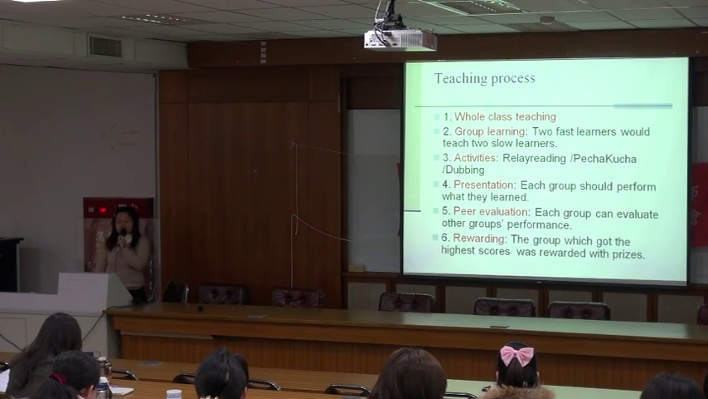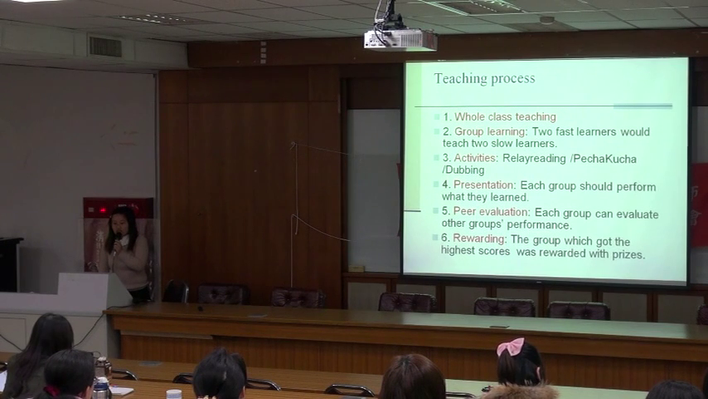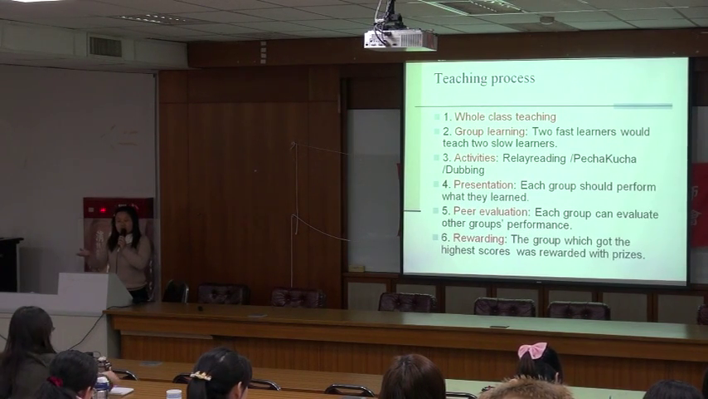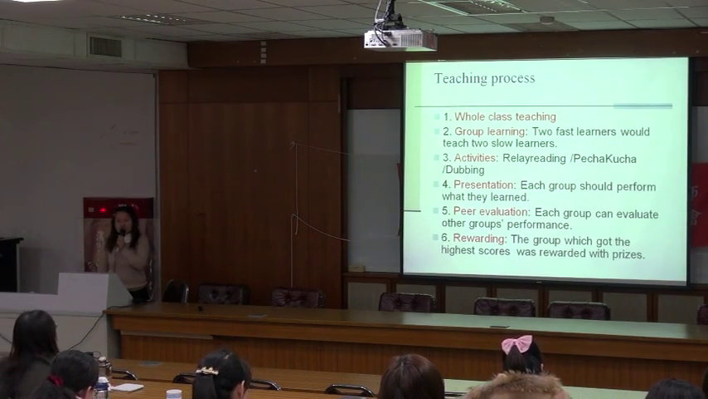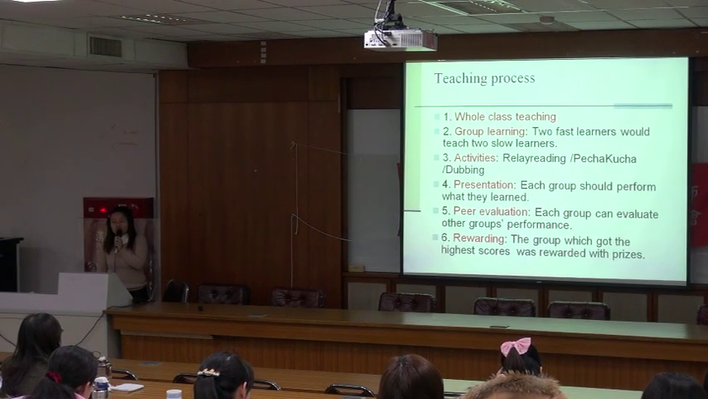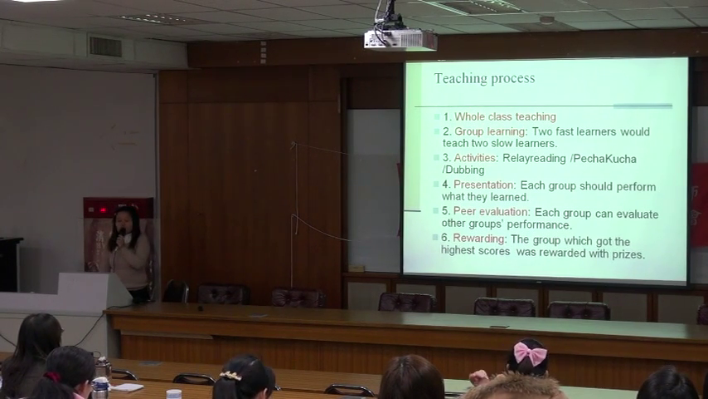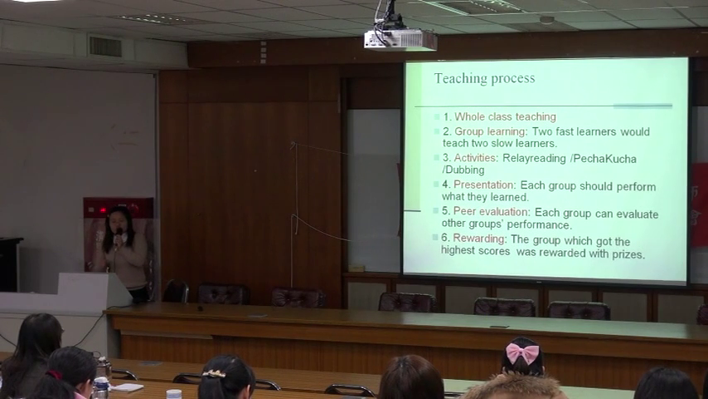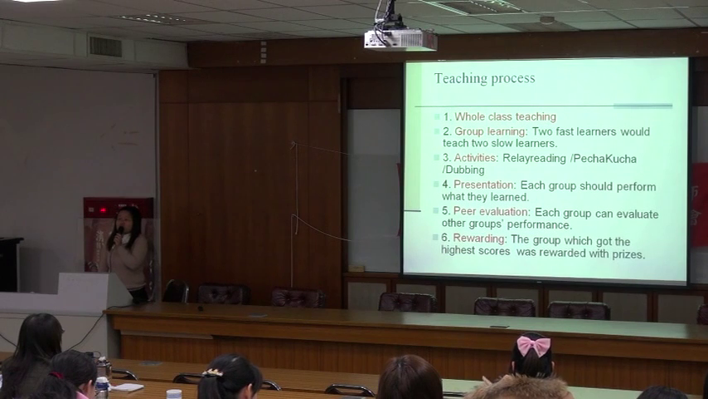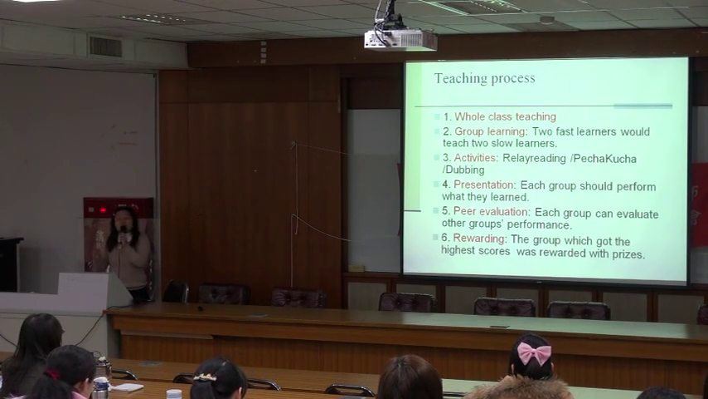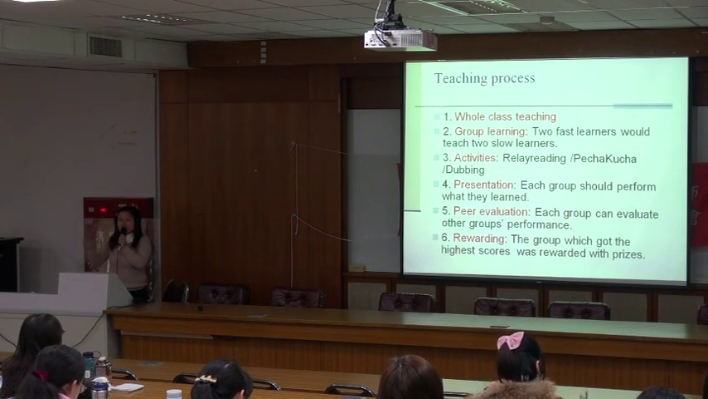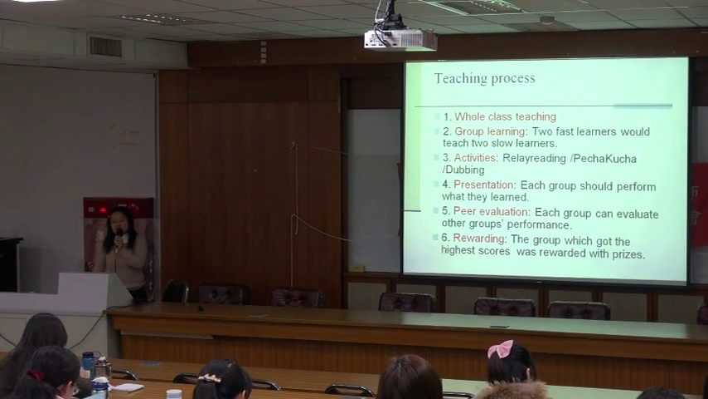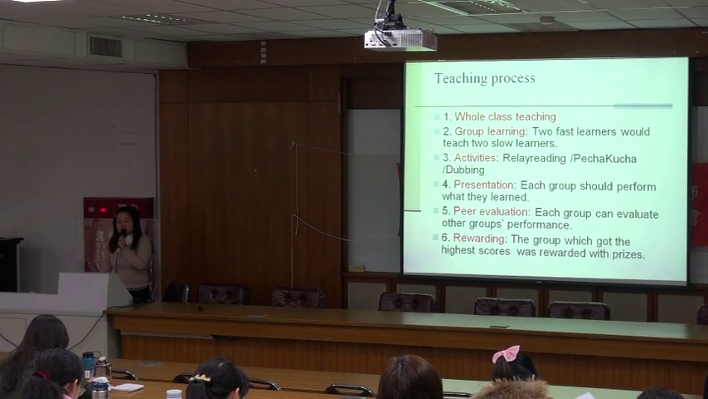As for my teaching process, first, I will do the whole class teaching. I will teach them about the content of their learning material. And the second, I will let them do the group learning. Among the group, 2 fast learners should teach 2 slow learners. As for the medium level learners, they can learn from each other. And the third one is about activities.